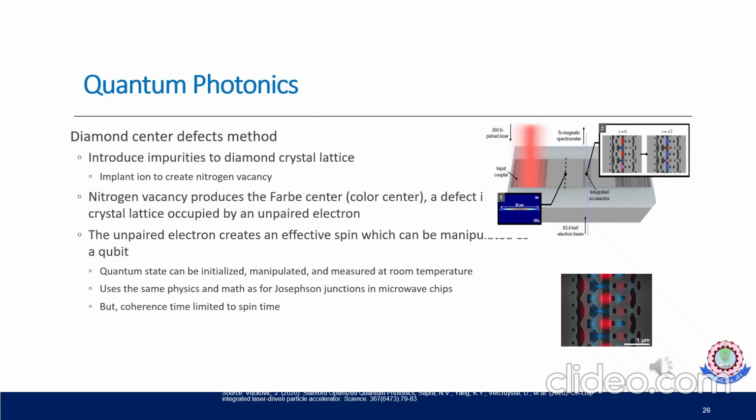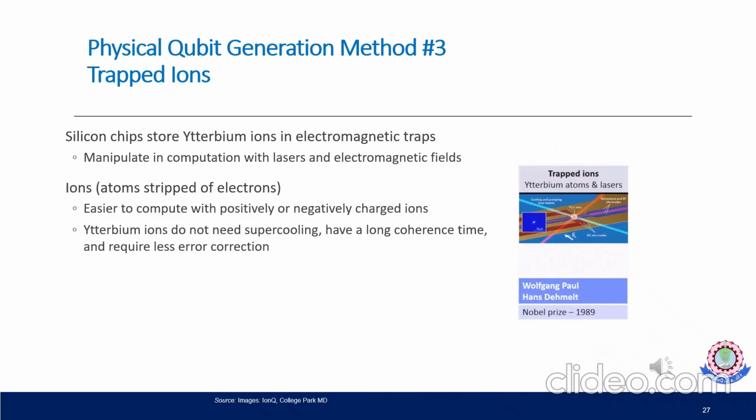In the diamond center defects method, impurities are introduced to the diamond crystal lattice, implanting ions to create nitrogen vacancies. Nitrogen vacancies produce the color center, a defect in the crystal lattice occupied by an unpaired electron. The unpaired electron creates an effective spin which can be manipulated as a qubit. The quantum state can be initialized, manipulated, and measured at room temperature using the same physics and math as the Josephson junction in microchips. Coherence time is limited by spin time.